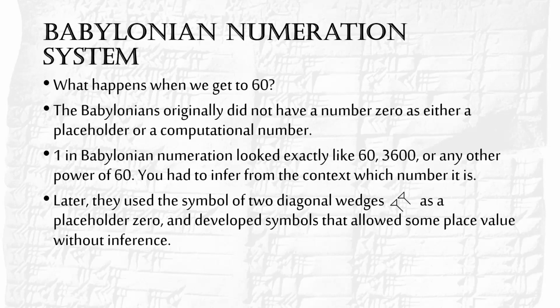This became quite confusing quite fast, though, as the civilization grew. And so they later developed a placeholder 0. Remember that we're talking about thousands of years of time, like a 3,000-year chunk of time here. So there's going to be some development in there. It's not going to stay exactly the same for 3,000 straight years. Okay.